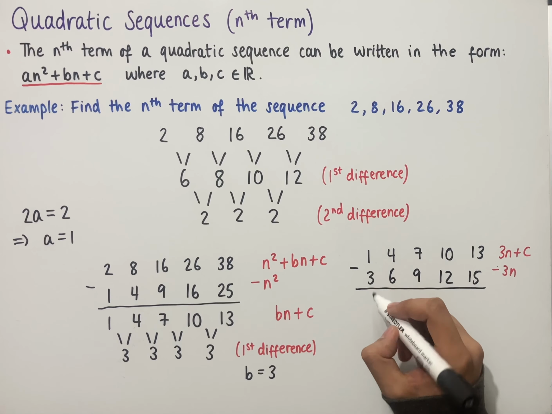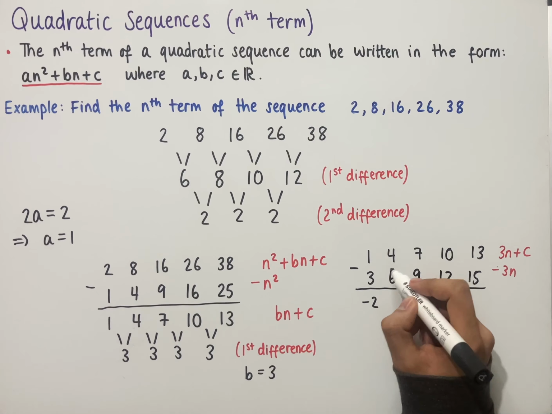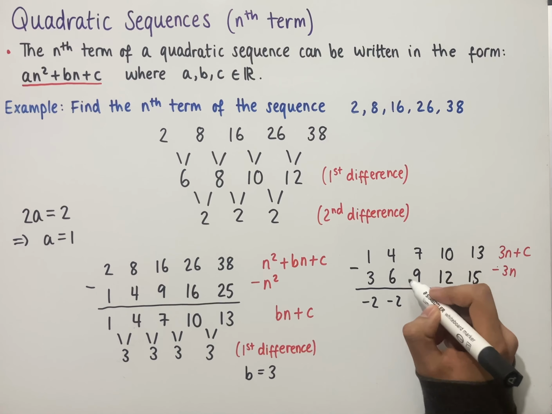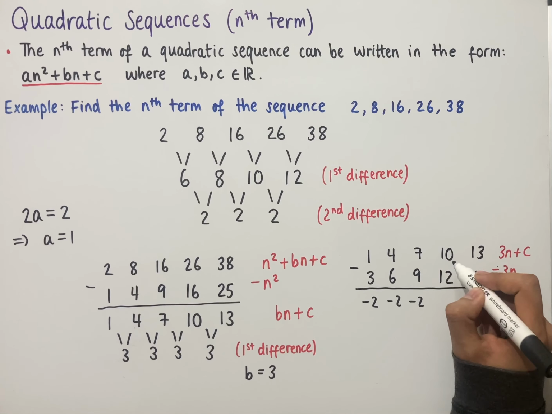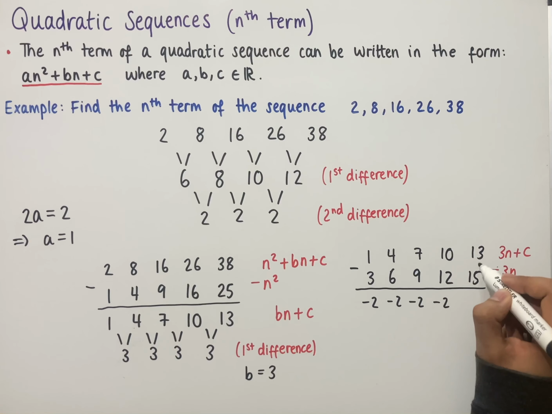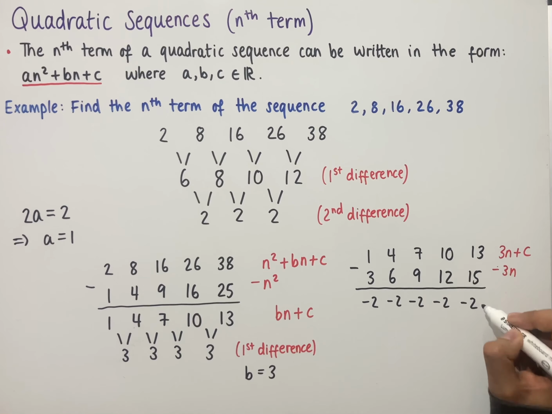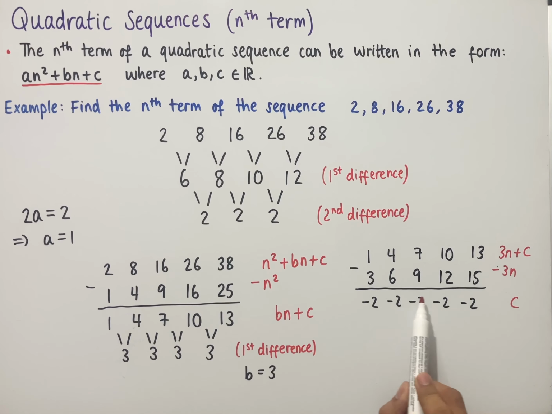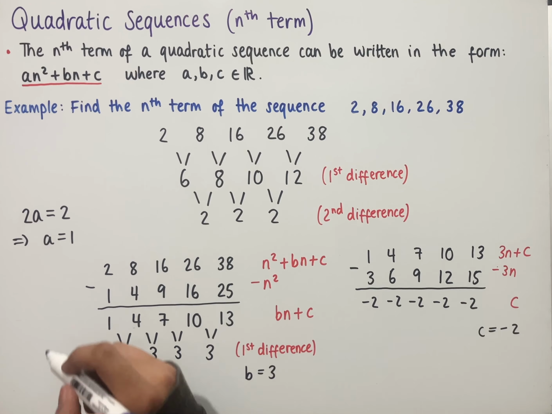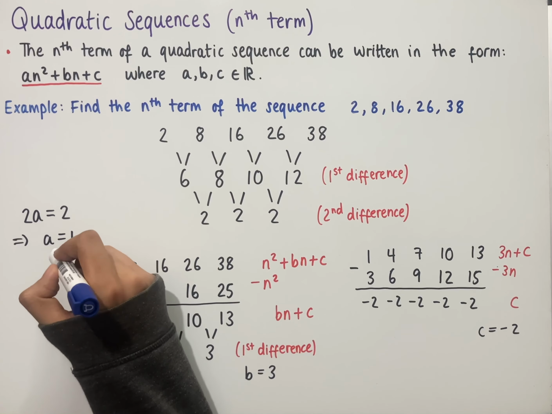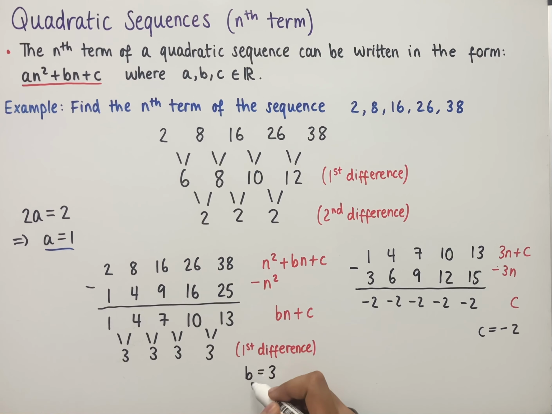This gives us 1 take away 3, which is minus 2. 4 take away 6, which is minus 2. 7 take away 9, which is minus 2. 10 take away 12, which is minus 2. And 13 take away 15, which is minus 2. And looking at the nth term, we have 3n take away 3n, which cancels, and so we're just left with c. We see that all of these numbers are the same, and so we've worked out all of the coefficients. That's a equals 1, b equals 3, and c equals minus 2.